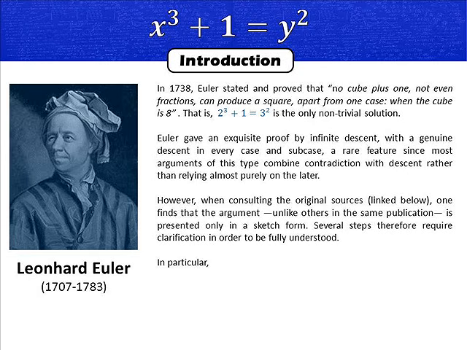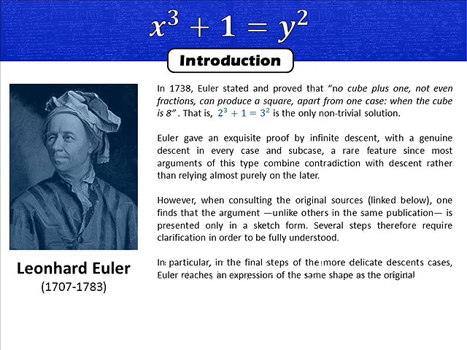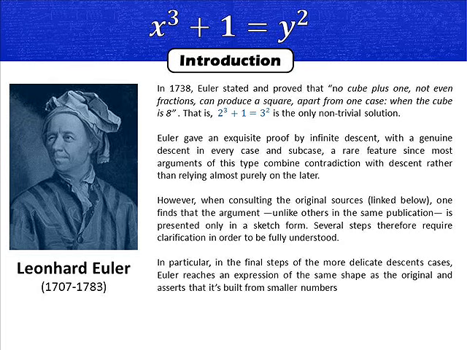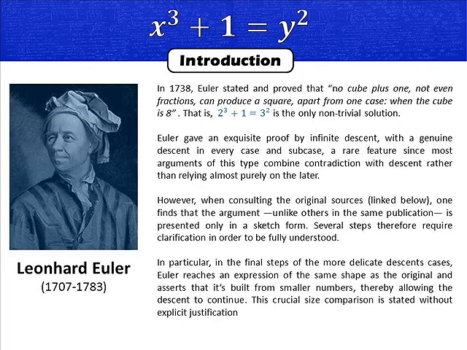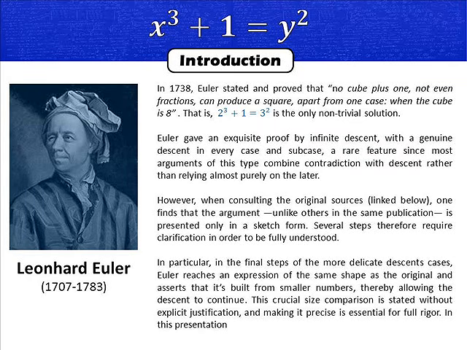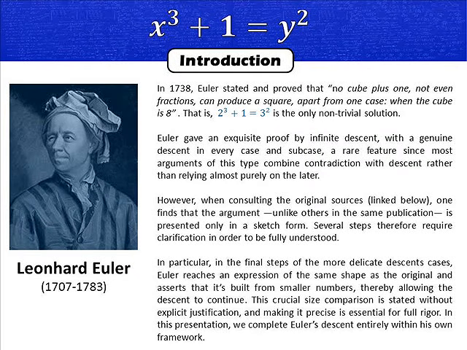In particular, in the final steps of the more delicate descent cases, Euler reaches an expression of the same shape as the original and asserts that it's built from smaller numbers, thereby allowing the descent to continue. This crucial size comparison is stated without explicit justification, and making it precise is essential for full rigor. In this presentation, we complete Euler's descent entirely within his own framework.